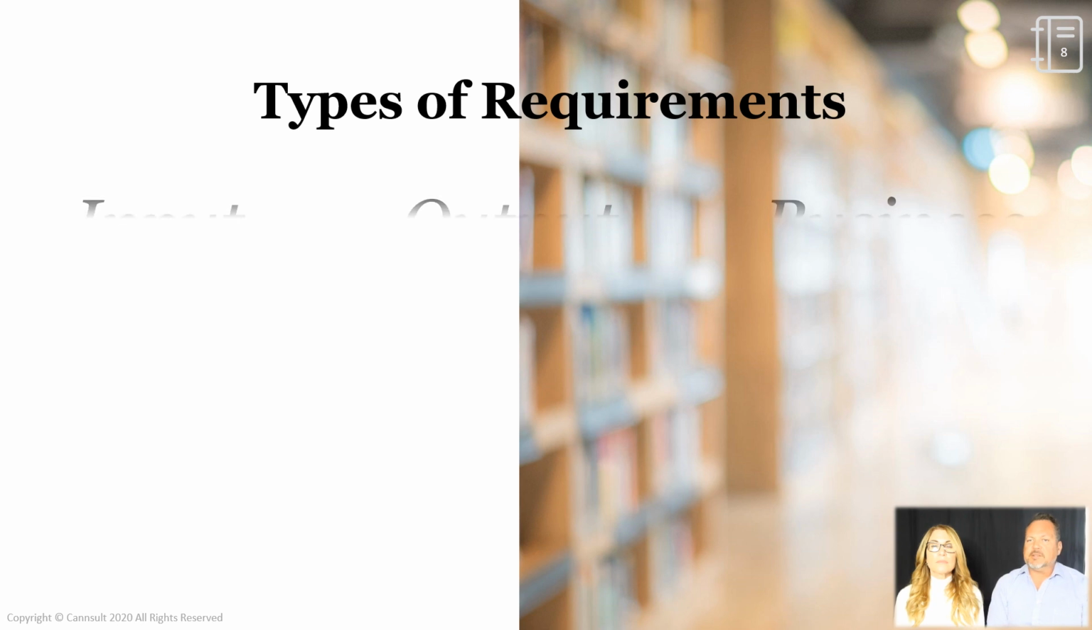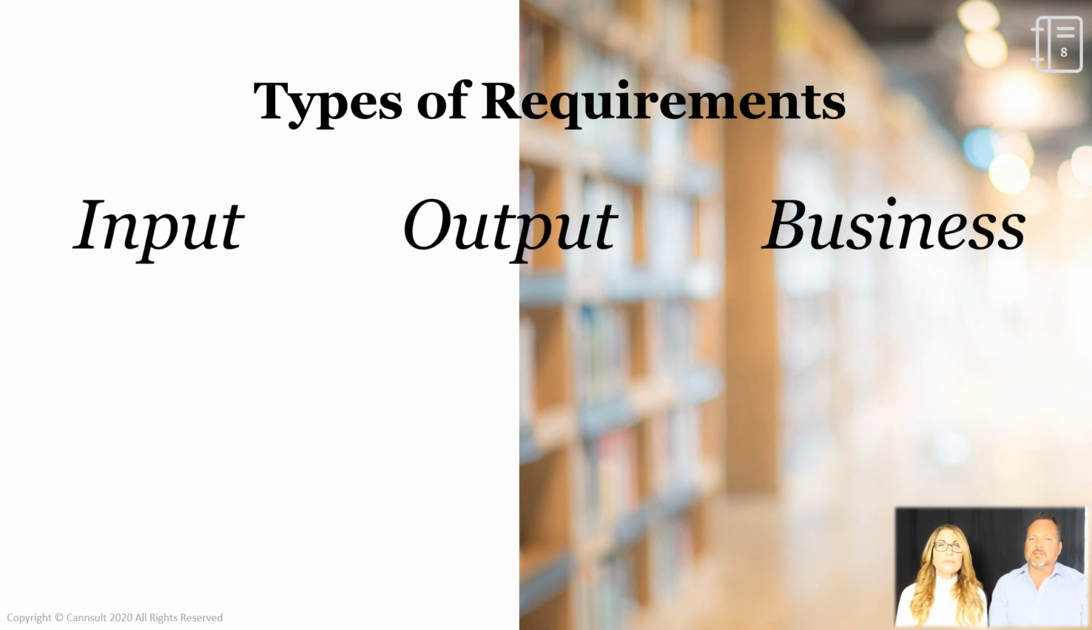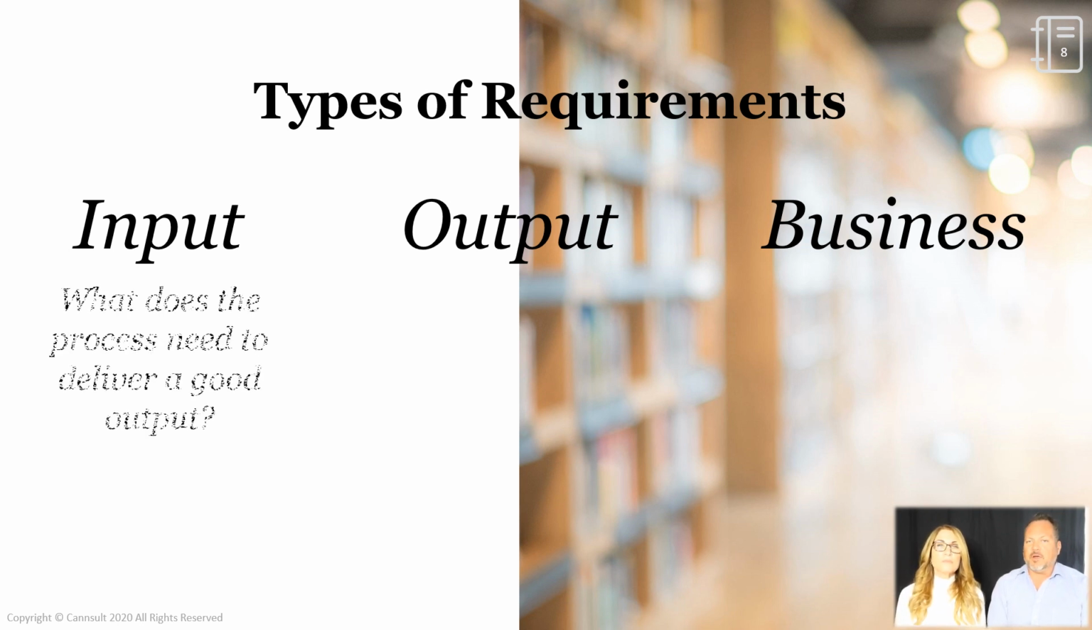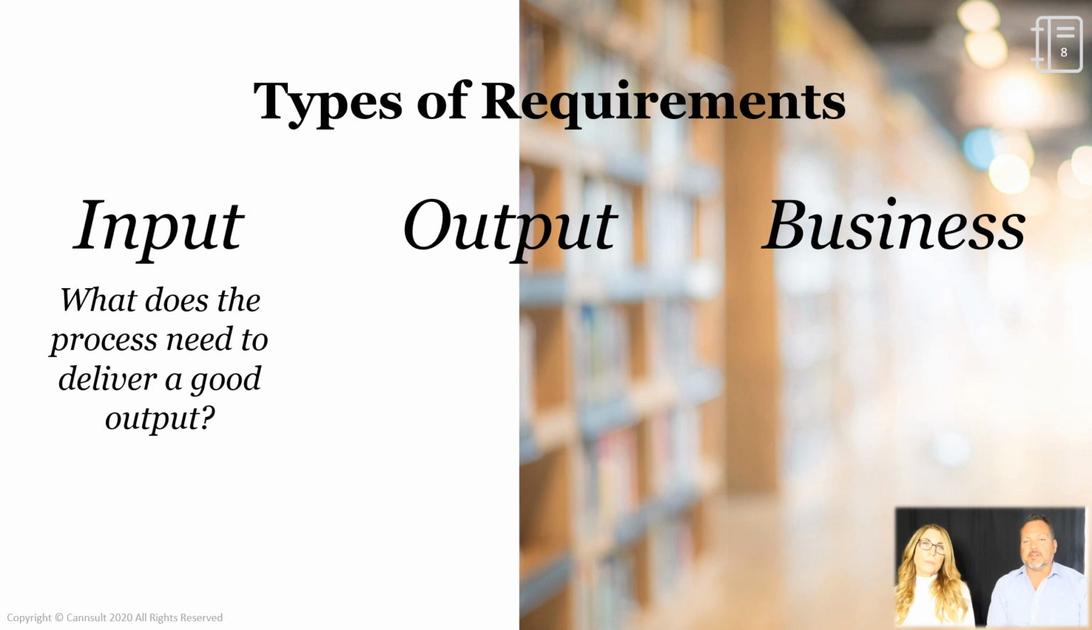There are different types of requirements. A process improvement project will typically focus on a specific problem or opportunity with the output or business requirements. The input requirements address the standards and expectations of the input. Whether the input is a request, an order, raw ingredients, or parts, these inputs have to meet certain standards for the process to run well. This is all about the garbage in, garbage out concept, which you guys are all familiar with.